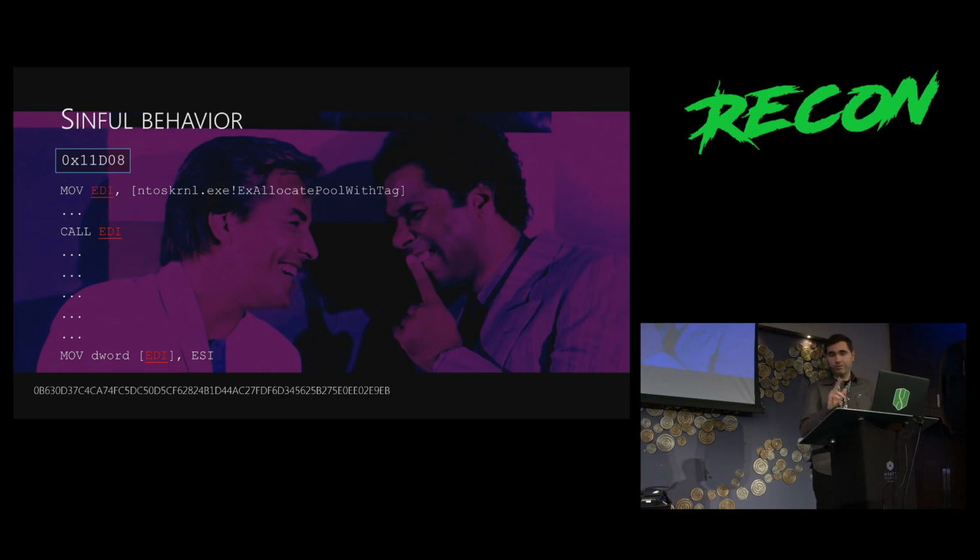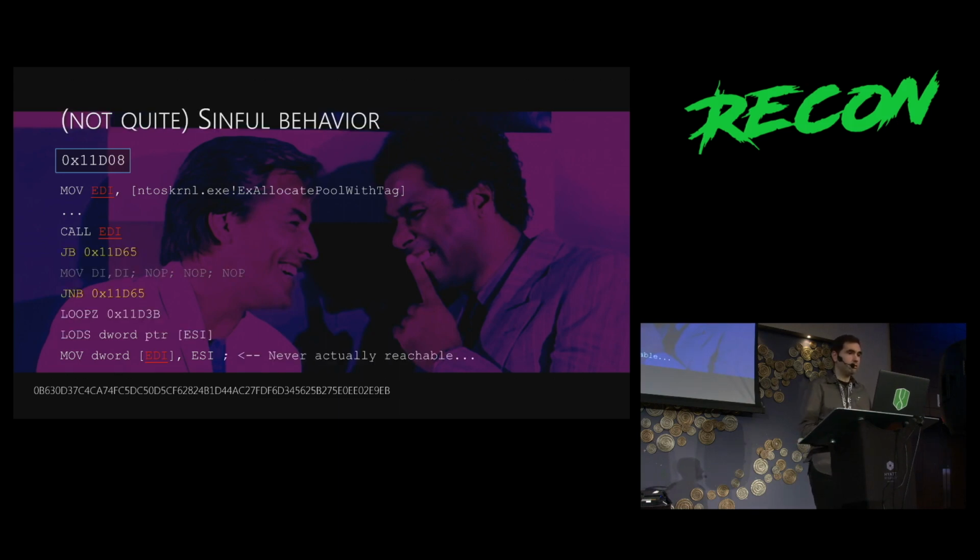Okay, so this one was firstly called sinful behavior because somebody is getting the address of ExAllocatePoolWithTag, calls it, and then overrides it with something. It's like, okay, what do you want to do? But if you look deeper into that, you can see that you have a JB at a certain address, followed by NOPs, and then you have a JNB, a jump not below, which is actually an unconditional jump. So what you see here, the three instructions down, the EDI being overwritten with the value of ESI, is not going to execute. So actually nothing happens.